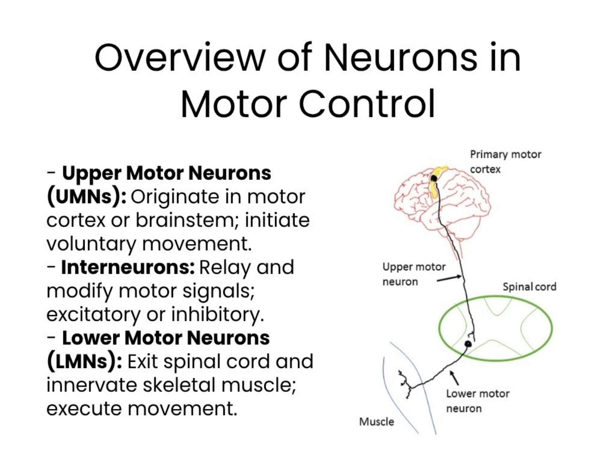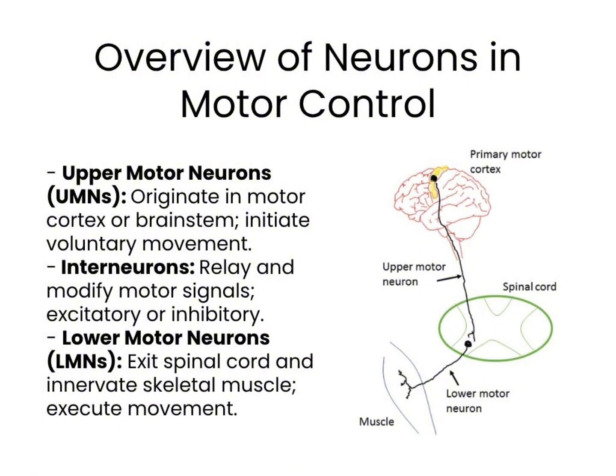The key players are upper motor neurons, interneurons, and lower motor neurons. Upper motor neurons are located in the motor cortex or brainstem. They don't directly synapse on muscles. Instead, they send signals down to the spinal cord or cranial nerve nuclei. Their job is to initiate and plan voluntary movement.